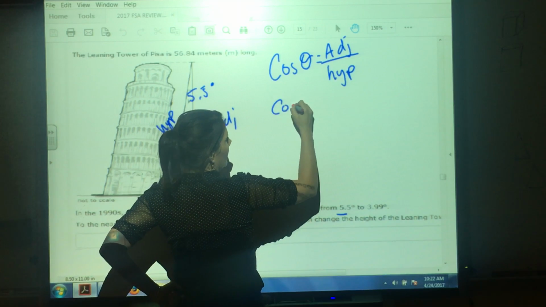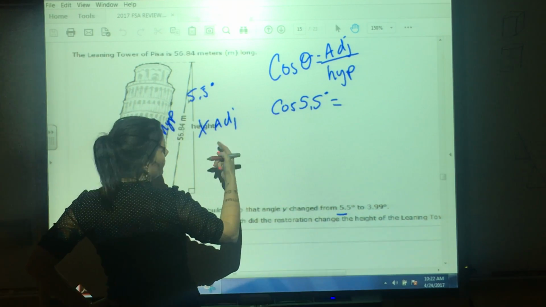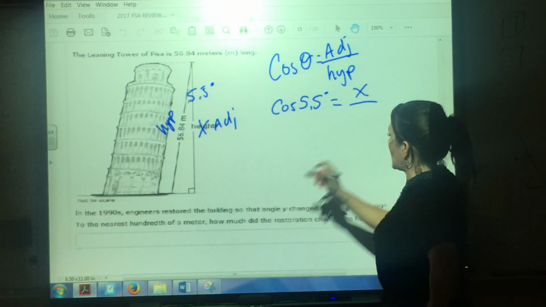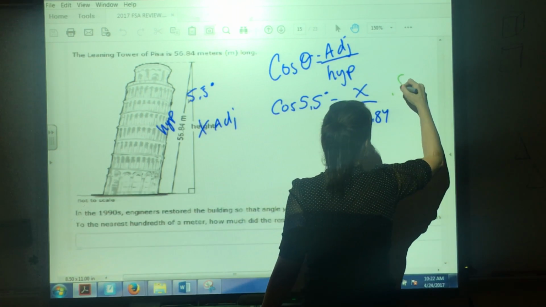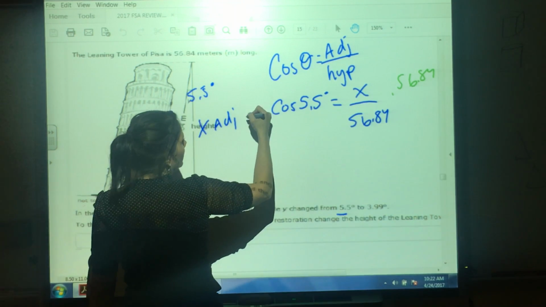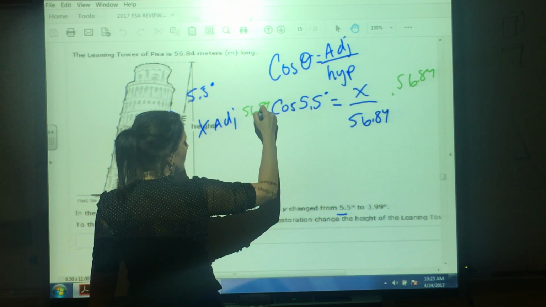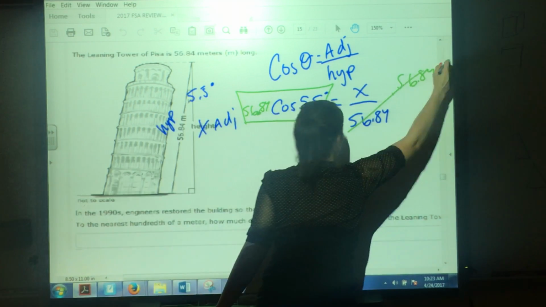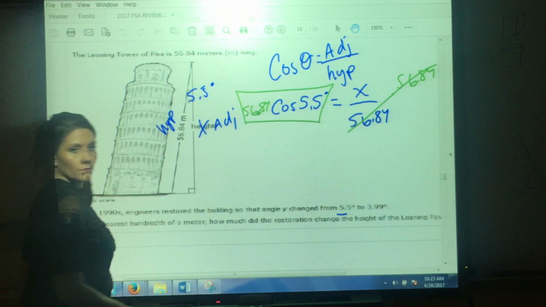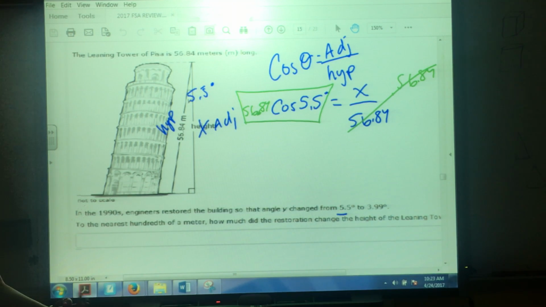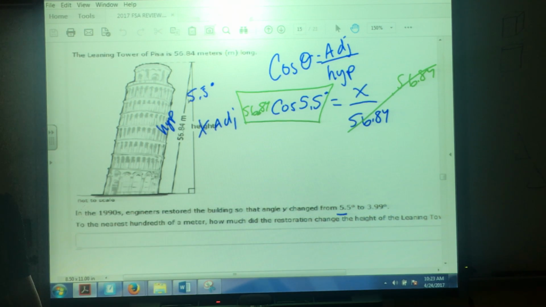So it's going to be the cosine of 5.5 is equal to, where we see adjacent we put X, where we see height we're going to put 56.84. You already know, multiply. Okay, that is what goes in your calculator. You tell me. What did y'all get? 56.84 times the cosine of 5.5.